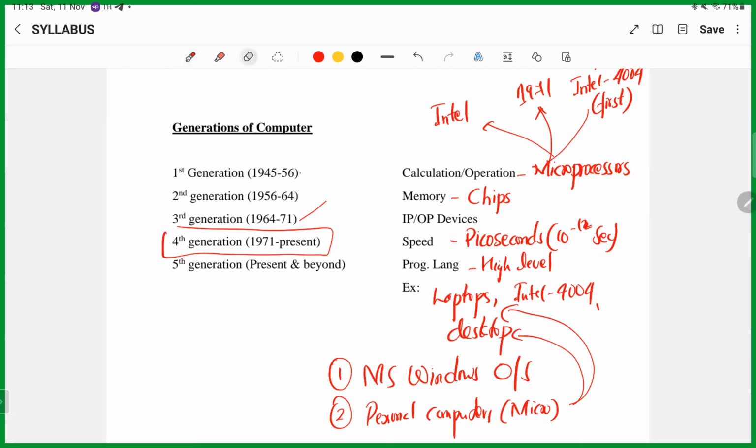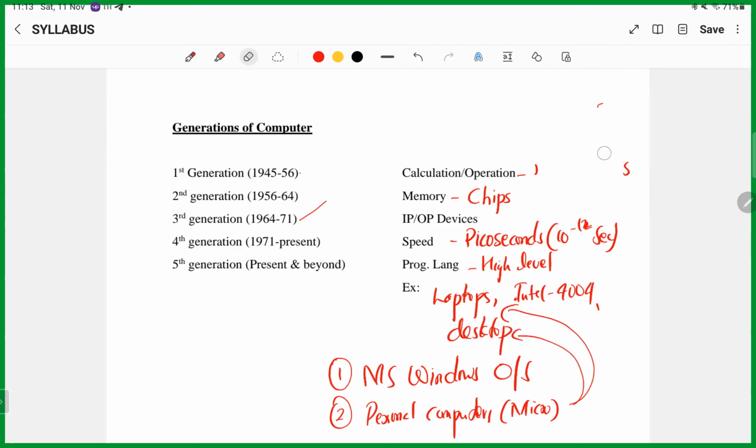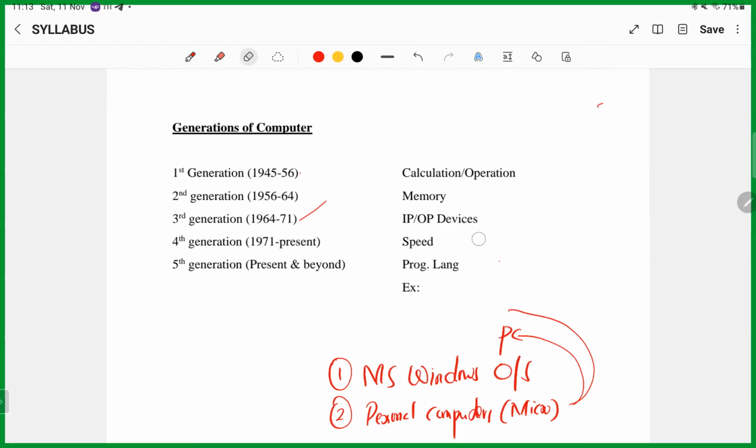And one more last generation is remaining. I hope you have written everything. I'll erase it. The last generation is remaining. The latest one, no? Fifth generation.